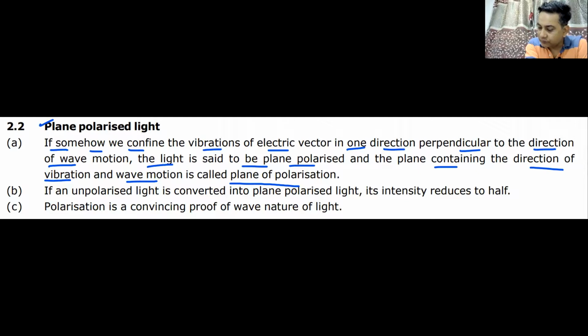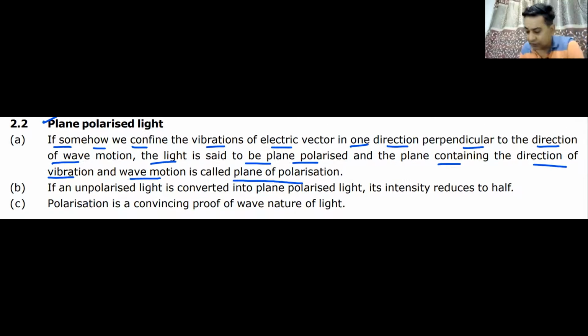Now, whatever we are writing are all important points and they can appear in your exam as it is. Now the second point, the first point is all about what is plane polarized light. The second part is about what happens if an unpolarized light is converted into plane polarized light. What happens to the intensity? Remember, very important point. The intensity reduces to half, and we will understand. We may not understand because I don't want you to waste your time on understanding this.